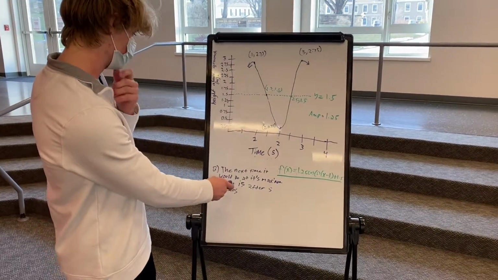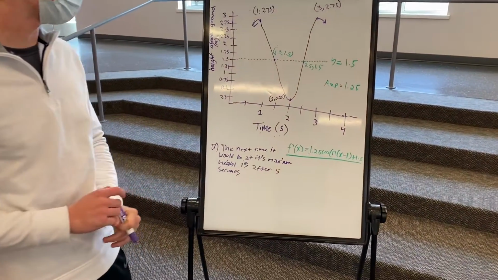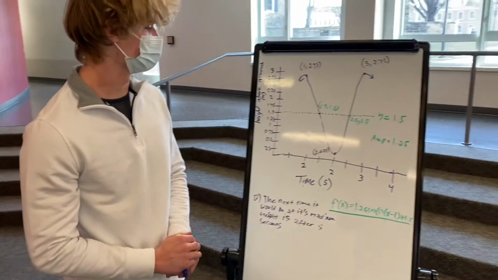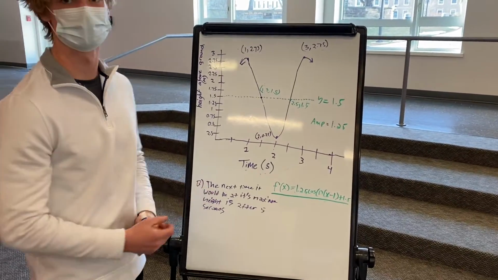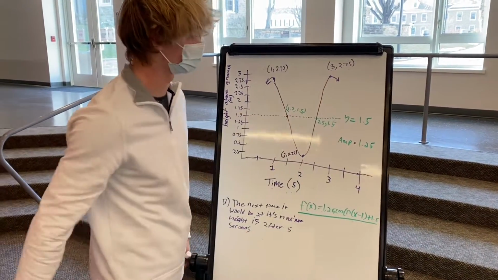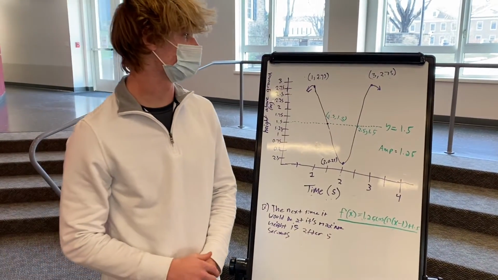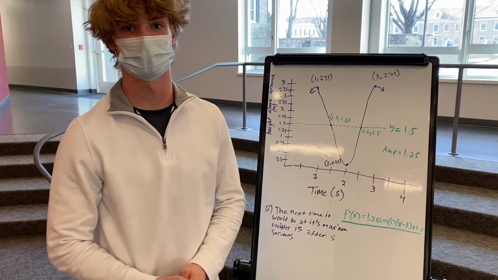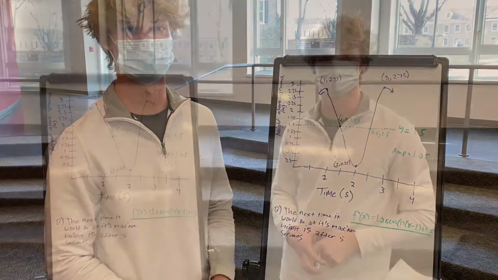Next, we found out that the next time the graph would be at its maximum is after 5 seconds. We figured this out because, like we said before, the period is 2 seconds. So if you go another 2 seconds over, a full period, to get back to your maximum, you'd have a point of 2.75, meaning that at 5 seconds it's back at its maximum of 2.75 meters.